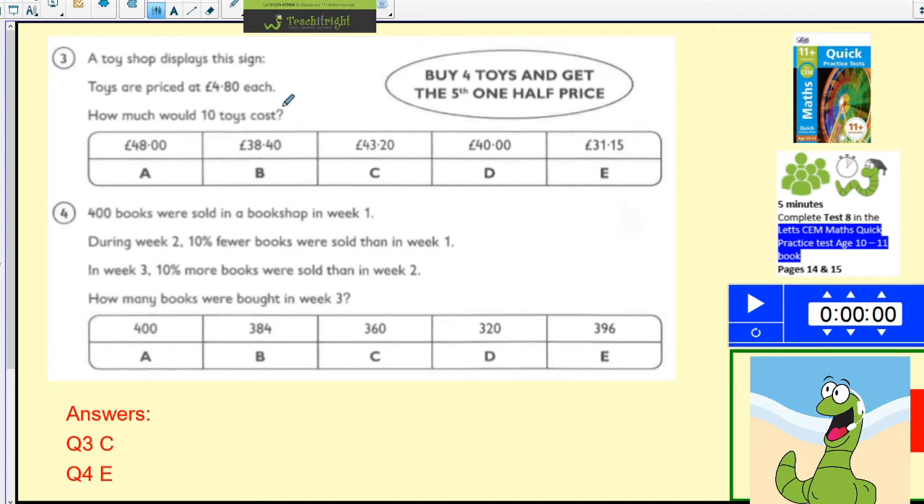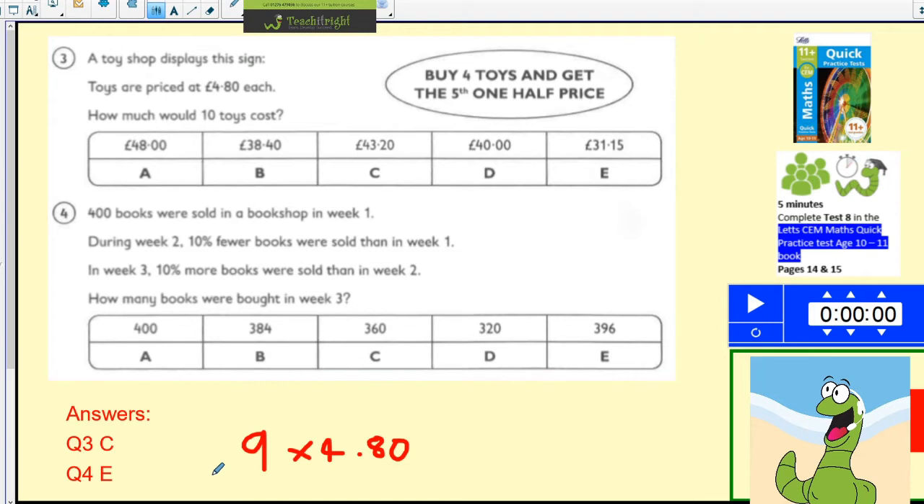So the way I'm going to work it out is I'm going to say I want to get to 10 toys. So I'm going to need to do this deal twice. So I'm going to have 4 normal cost ones plus another 4 normal cost ones. So that's 8 lots of the £4.80. But I'm also then going to have 2 half-price ones. But rather than having 2 half-price ones, if I added those together, that would be the same as 1 full-price one. So I'm actually going to jump straight to saying this is the equivalent of buying 9 toys at full price. Have a think about that for a minute, see if that makes sense to you.